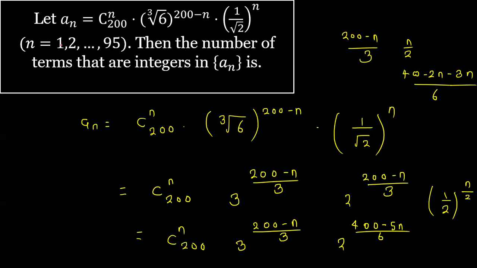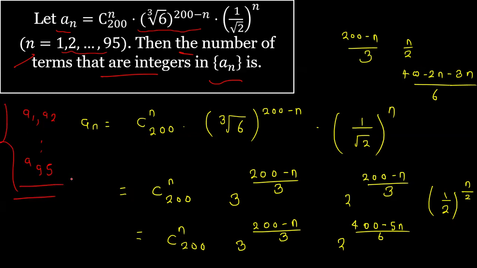In this problem it is given that a_n is equal to this, where n is equal to 1, 2, 3 up to 95, and we need to find the number of terms that are integers in a_n. So we can take n value from 1 up to 95, and by taking different n values we get a1, a2, up to a90, a95. In these numbers, how many are integers we have to find out. So this is the problem. Let's see how we can solve this.